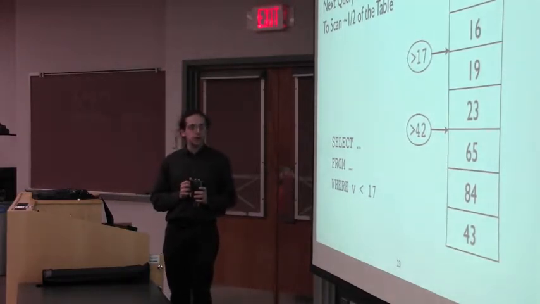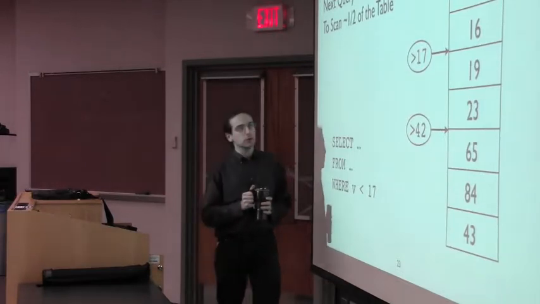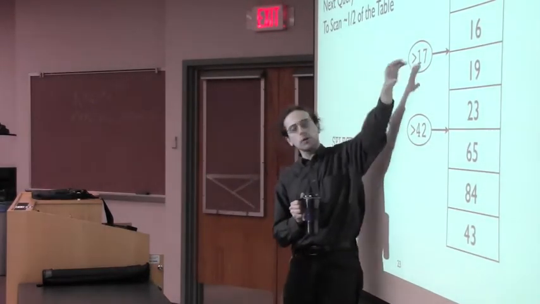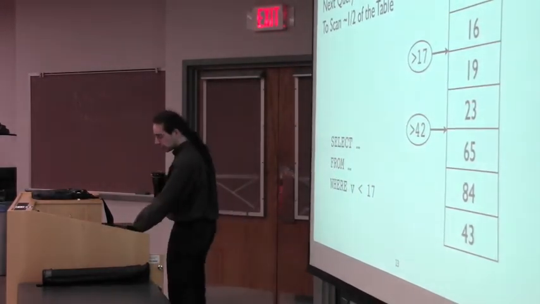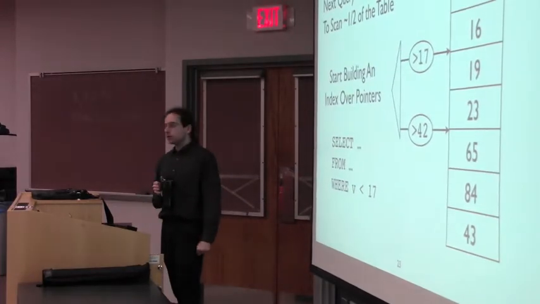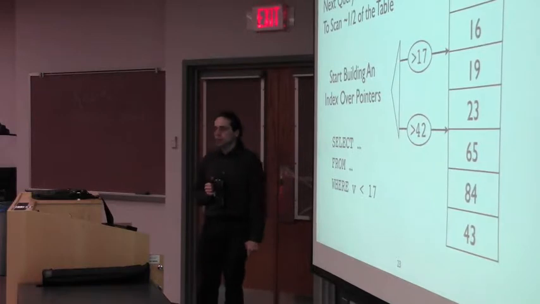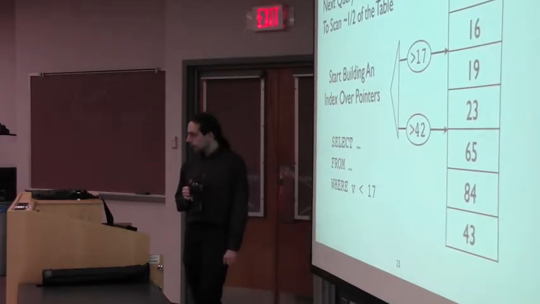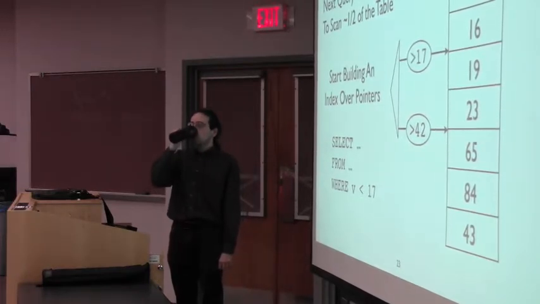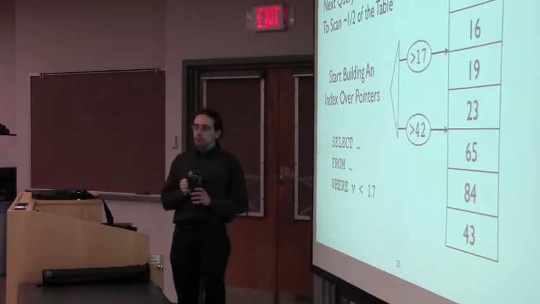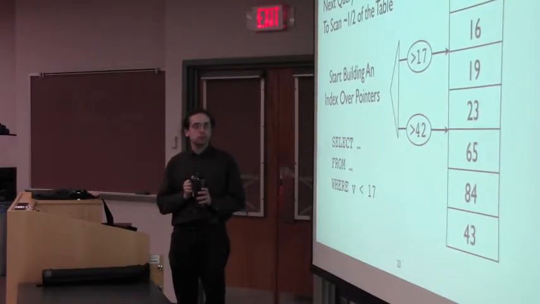Yes, so we're going to keep an index. We're going to keep the pivot values, and in fact, we're actually going to use those to start building an index over the relation. So once the data is sorted, can we remove this index? Yeah, I mean, the index still helps.